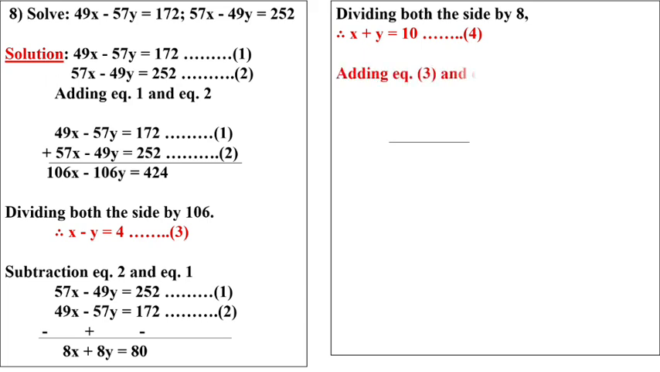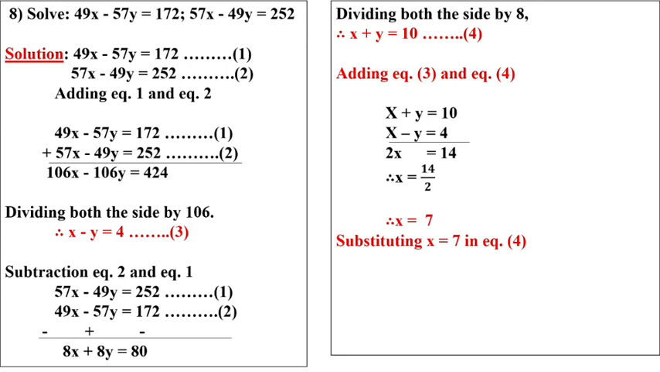Now adding equations 3 and 4, we get 2x equal to 14. Now 2 will go to the right side and become divide. x equal to 7. Now we will substitute x equal to 7 in equation number 4. What is equation number 4? We have x plus y equal to 10. So in place of x, we take 7 plus y equal to 10. 7 will go to the right side and become minus. 10 minus 7, we get 3.